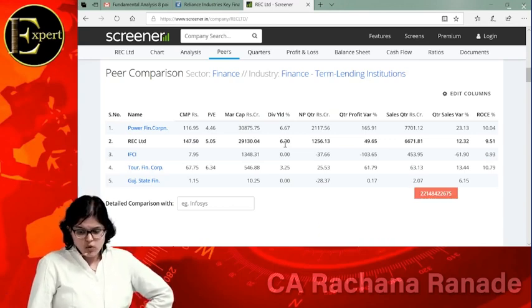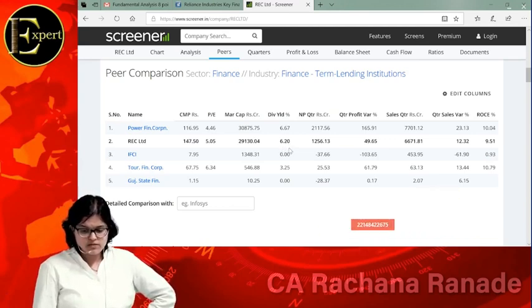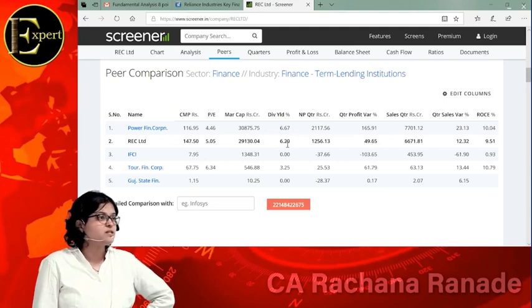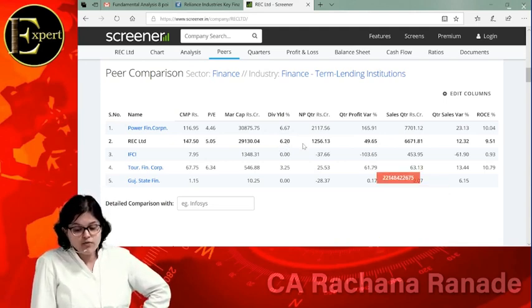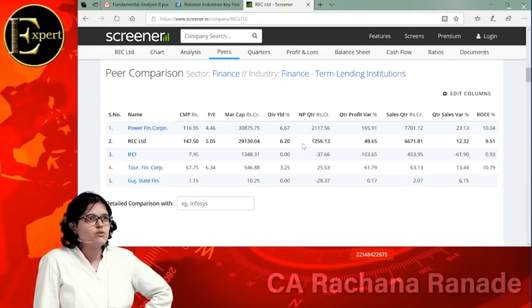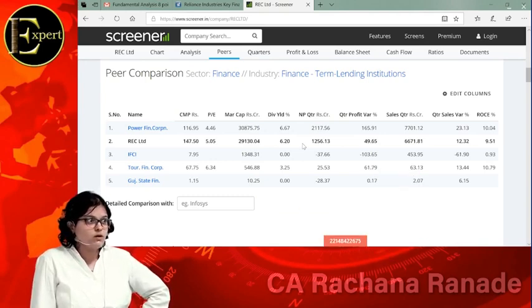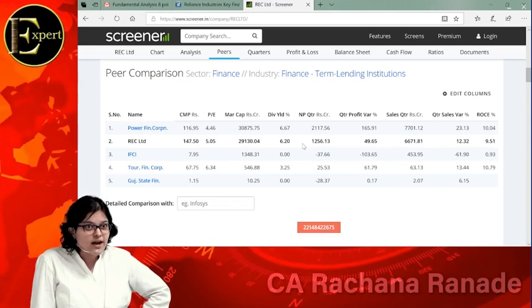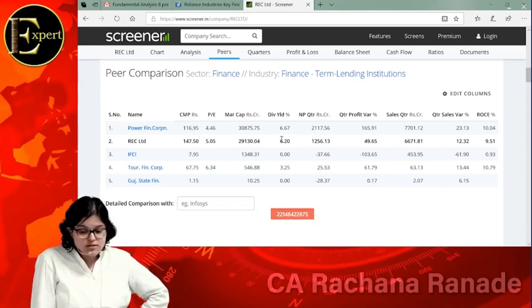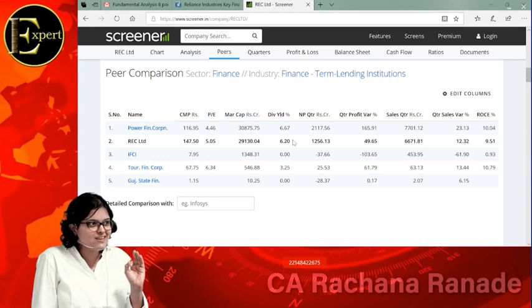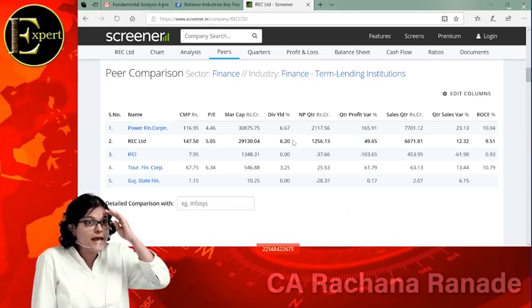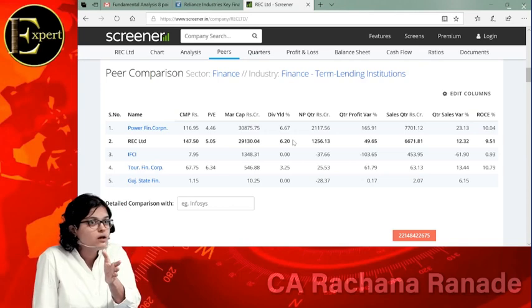So in simple words, who can tell me what we mean by 6.2? This is 6.2 percent. Means what? If the market price of this share is 100, I'm getting a dividend of 6.20. It's good. On an investment of 100, I'm getting a dividend of 6.2, and very, very important, this is tax free, up to 10 lakh rupees of dividend.